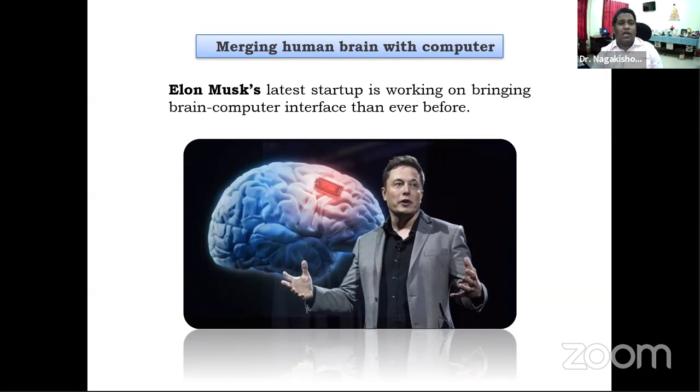Okay, so Elon Musk's latest startup is working on bringing a brain-computer interface like never before. So what is his motto? He can interface a computer with the brain. Okay, so in future what things are going to happen, maybe it is positive or maybe it is negative, like the movie Robo. Is it right or not, we don't know, but the thing is going on, and funding for this project is also by Google, and Elon Musk will take care of this.